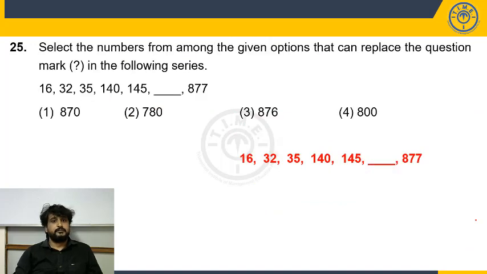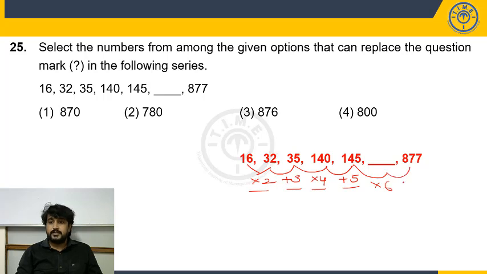Select the number among the given options that can replace the question mark in the following series. Number series questions. Now, if you look at 16 to 32, 32 plus 3 is 35. 35 to 140, the logic is into 4 times. 140, 145 is plus 5. So according to this, into 2, plus 3, into 4, plus 5. Next should be into 6. And after that, it should match with the plus 7. Then only our logic is correct.